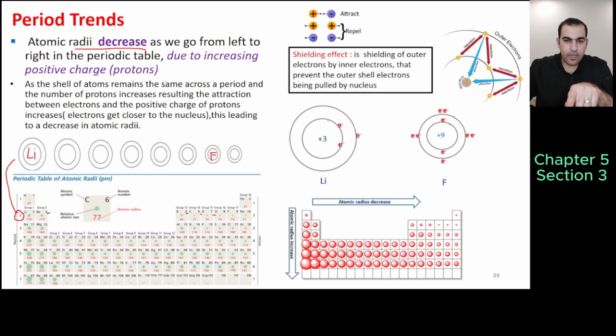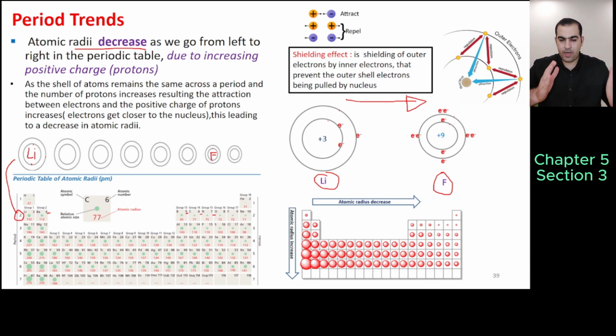Guys, across the period, the number of shells does not increase. What does number of shells mean? It means the number of shells that contain electrons does not increase. For example, lithium has only 2 shells that contain electrons. Fluorine also has 2 shells. Look here, lithium and fluorine, both of them have only 2 shells.